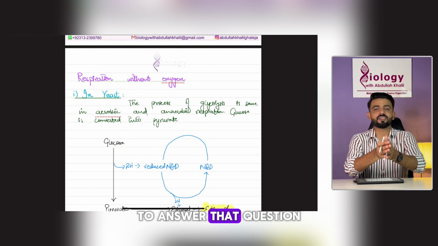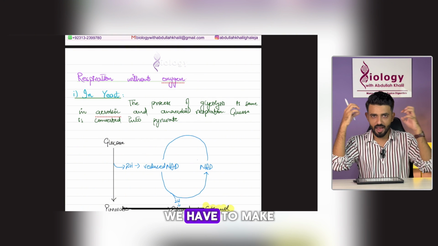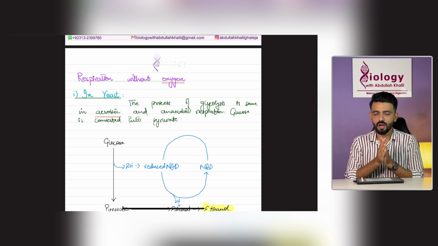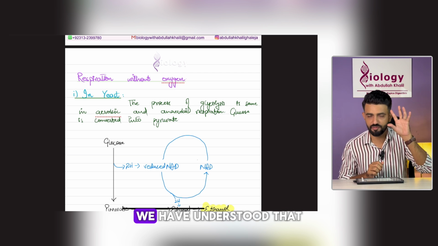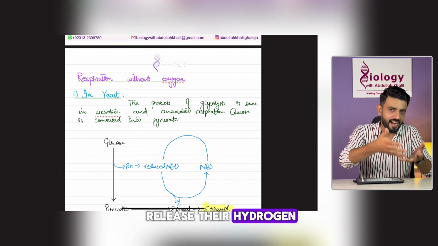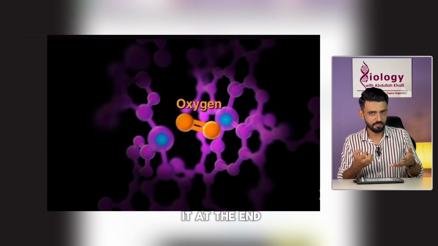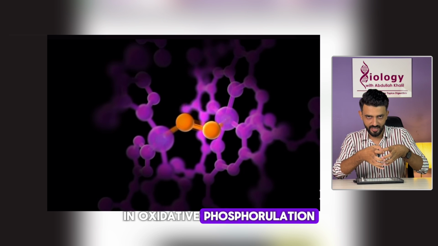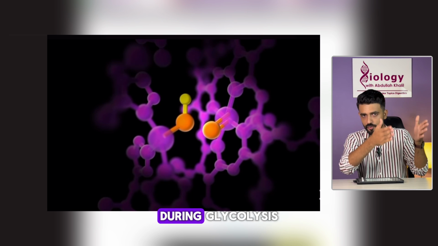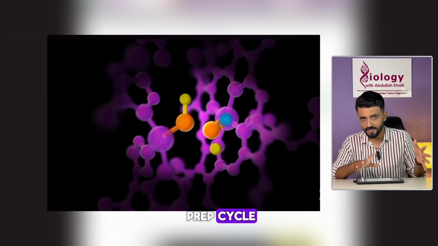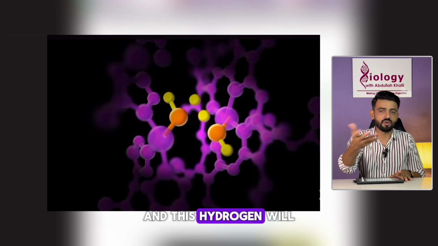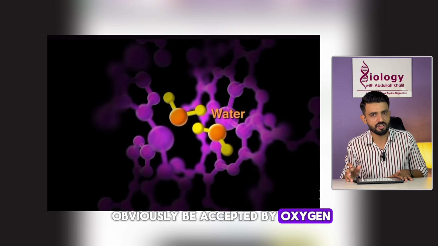So to answer that question, we have to make a bridge. We have to make a link in our minds. Let's understand this. Now, oxygen is the final acceptor of hydrogen. We have understood that. NADs and FADs would release their hydrogen so oxygen could accept it. At the end, in oxidative phosphorylation, all the reduced NADs and reduced FADs that have been formed during glycolysis or link reaction or Krebs cycle, they would release their hydrogens at the end. And this hydrogen will obviously be accepted by oxygen.